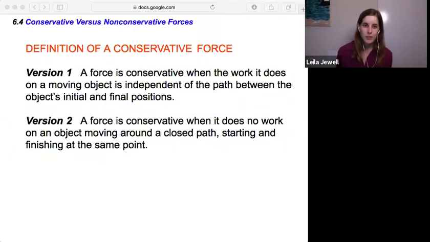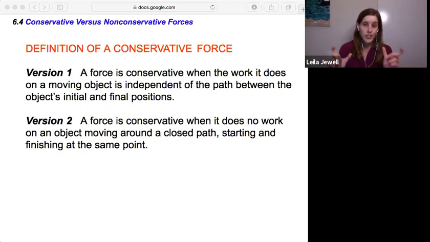Section 6.4, conservative versus non-conservative forces. We're going to make a distinction here between two different types of forces. And the advantage will be that if we're able to identify forces are conservative, we'll see in the next section that we have a really powerful analysis technique that we can use.